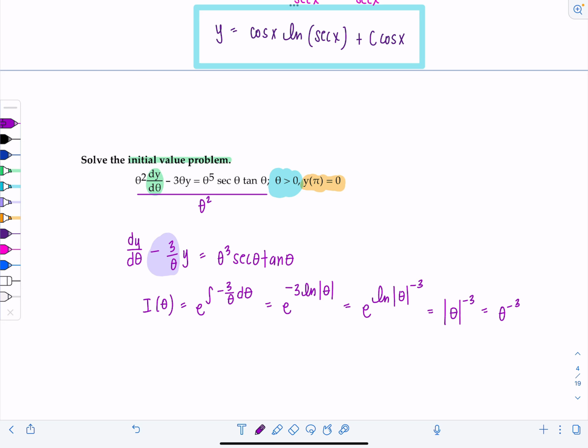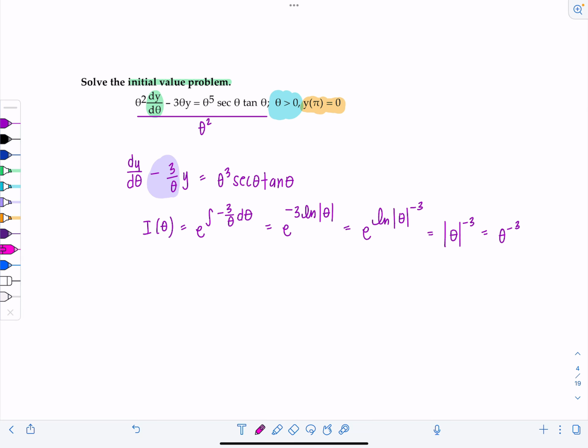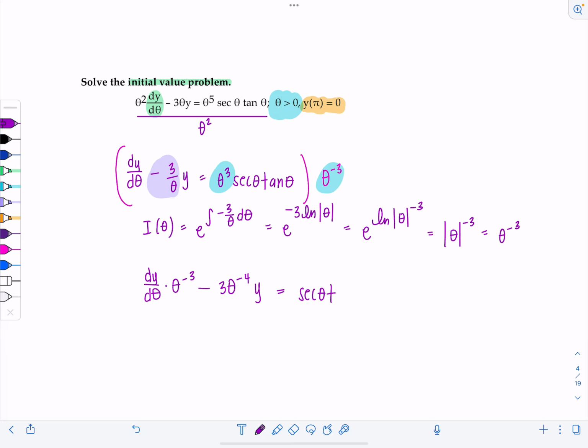Okay, what do I do? I multiply everybody in the equation by theta to the negative third. Let's do it. So we have dy d theta times theta to the negative third, minus 3 theta to the negative first times theta to the negative third, so 3 theta to the negative fourth, y equals, and then do you see these will just cancel each other out? So then I have secant theta tan theta now on the right hand side.